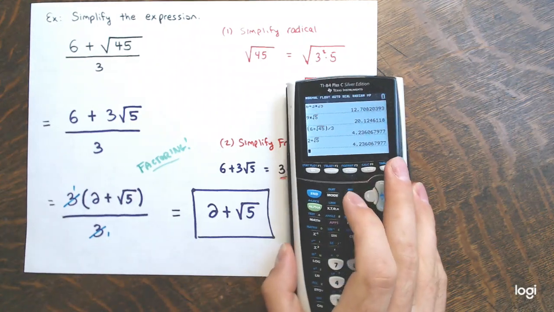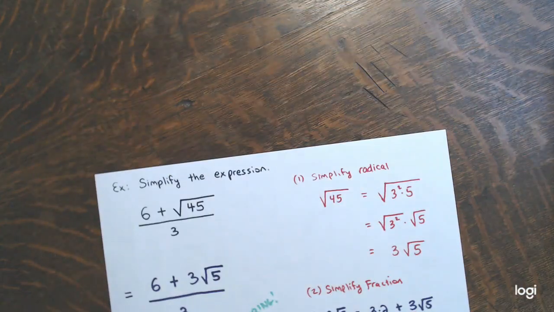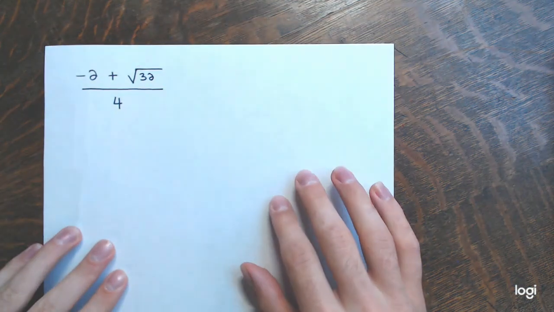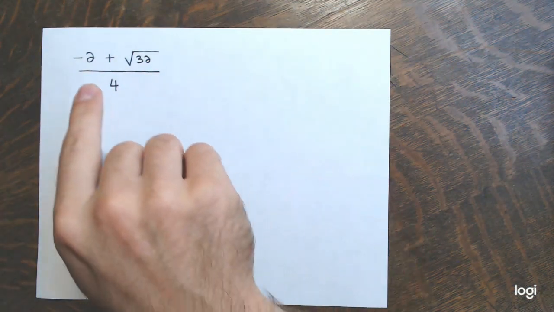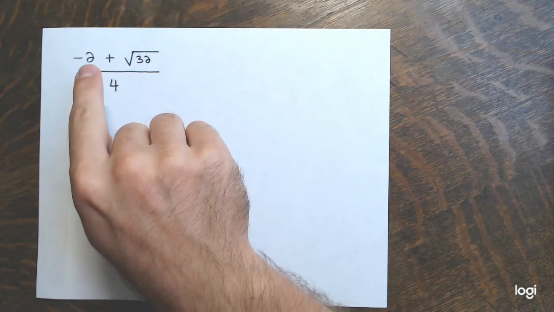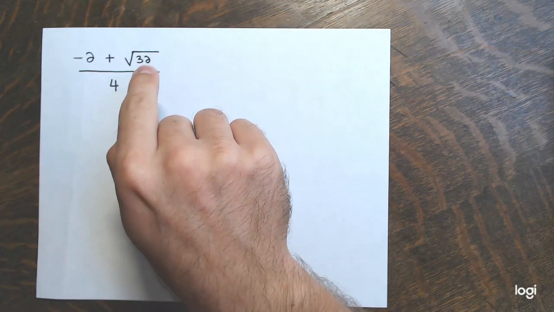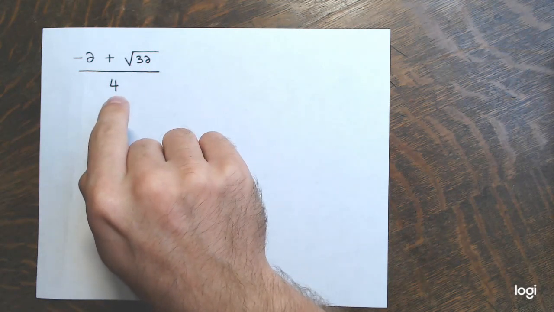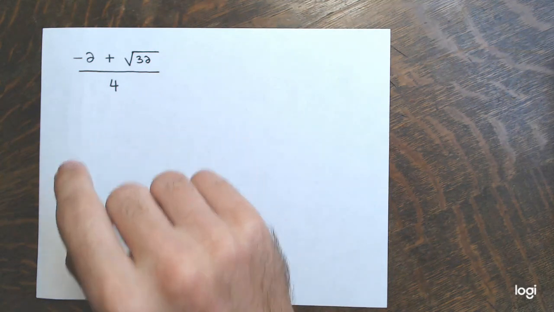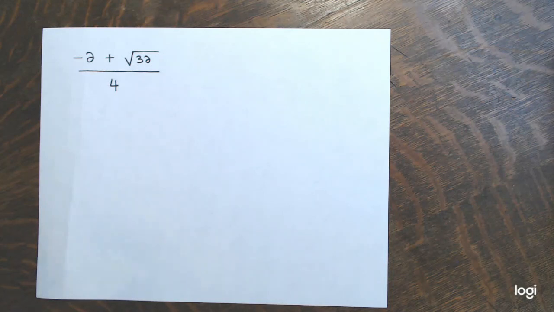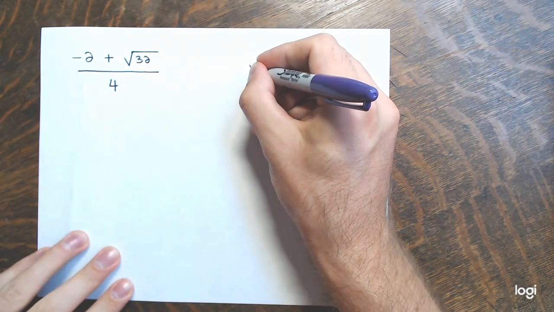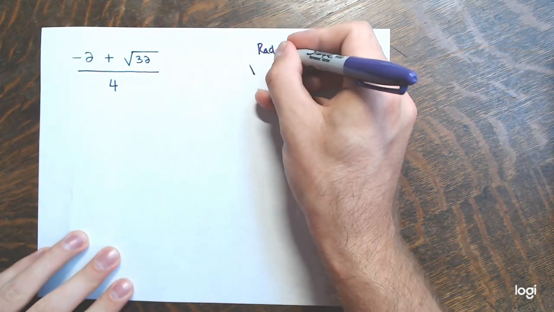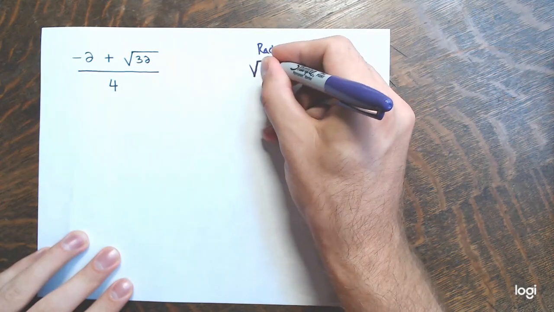All right, so I've got just one more of these. So it's very similar. My numerator has the two terms, -2 plus a radical, the square root of 32. The denominator has the one term of 4. All right, so I'll simplify the radical first. So off to the side, here's the radical. That's the square root of 32.